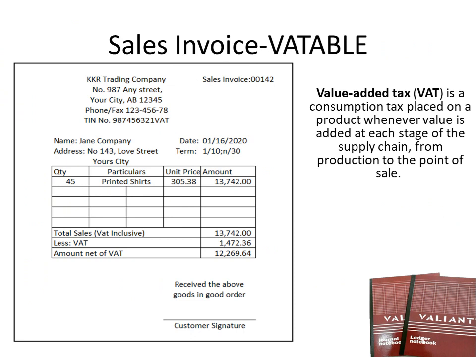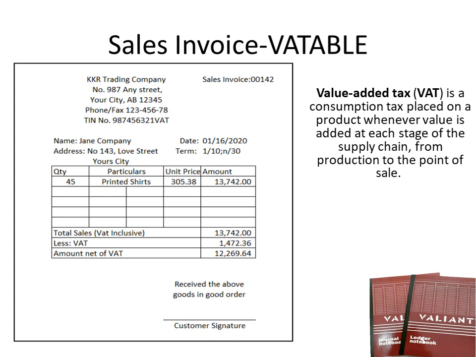So what if it's a VATable sale? A VATable sale would look like this. You have to put on the total, VAT inclusive, and then you also have to put the amount for the VAT and the net amount for the actual goods. Okay? So what is VAT?